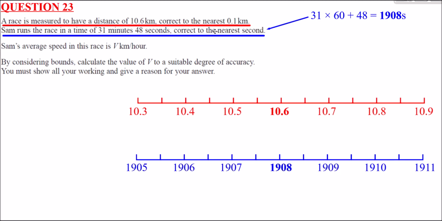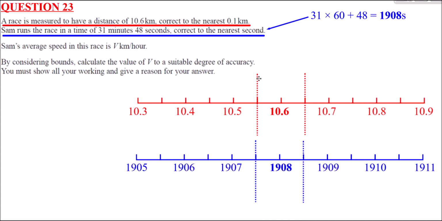Now we can consider the bounds. If the distance was 10.6 to the nearest 0.1, what that's saying is if we rounded it, it must be closer to 10.6 than to 10.5, and closer to 10.6 than to 10.7. So it's got to be at least halfway in between 10.5 and 10.6, but it can't be any more than halfway in between 10.6 and 10.7. So the bounds here are the halfway points here and there. Similar idea for 1,908. The bounds for that one will be here and also there.